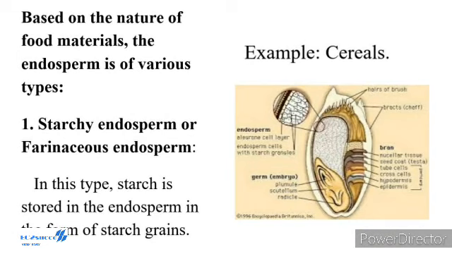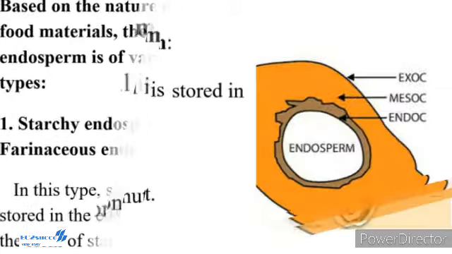Other types of endosperm. Based on the nature of food material, the endosperm is of various types. Starchy endosperm. In this type, starch is stored in the endosperm in the form of starch grains. Example, cereals. In cereals, the outermost layer is known as the aleurone layer, which stores protein, phytin, etc. Starchy endosperm is also known as farinaceous endosperm.